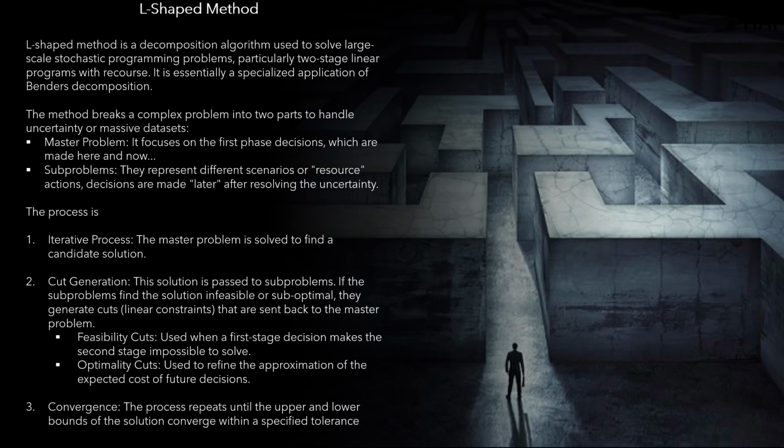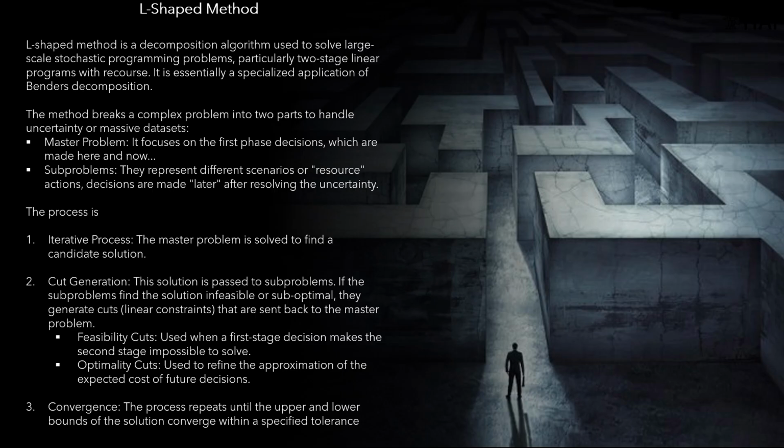Master problem: it focuses on the first-phase decisions, which are made here and now. Subproblems: they represent different scenarios or resource actions; decisions are made later after resolving the uncertainty. The process is iterative.